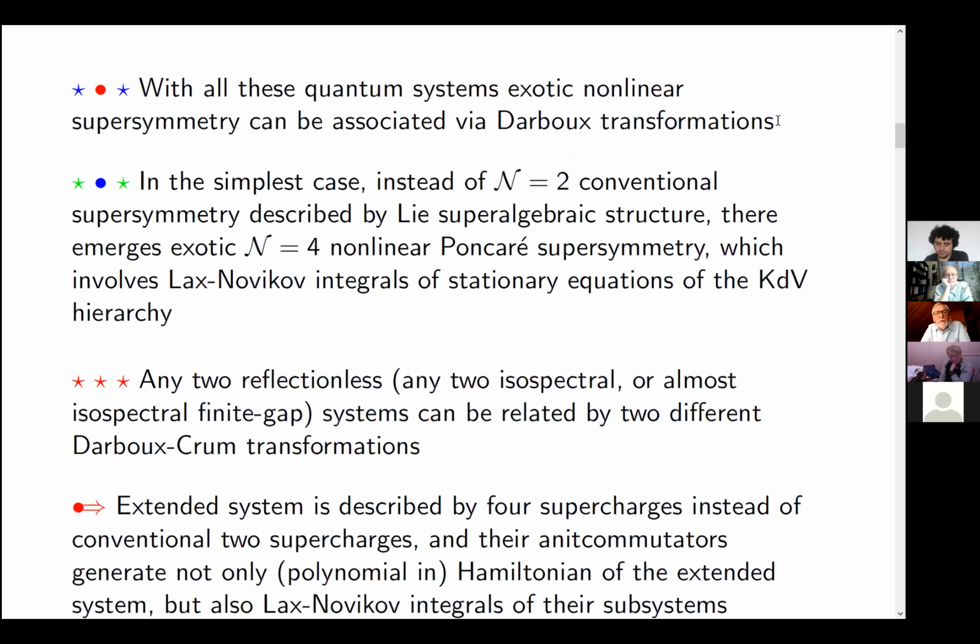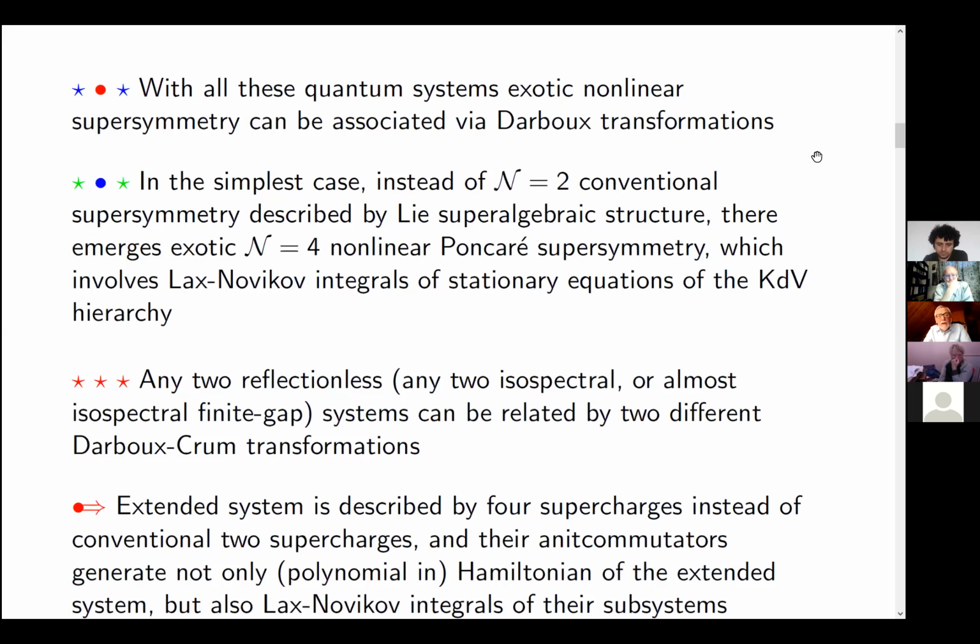Then it turns out that with all these mentioned quantum systems, some exotic nonlinear supersymmetric structure can be associated via the same Darboux transformations. In the simplest case, if we make the minimal supersymmetric extension of a given system, then instead of the usual case, in which we obtain N equal to 2 conventional supersymmetry described by a Lie algebraic structure, in this case we obtain some N equal to 4 nonlinear Poincaré supersymmetry, which involves Lax-Novikov integrals of stationary equations of the Korteweg-de Vries hierarchy.